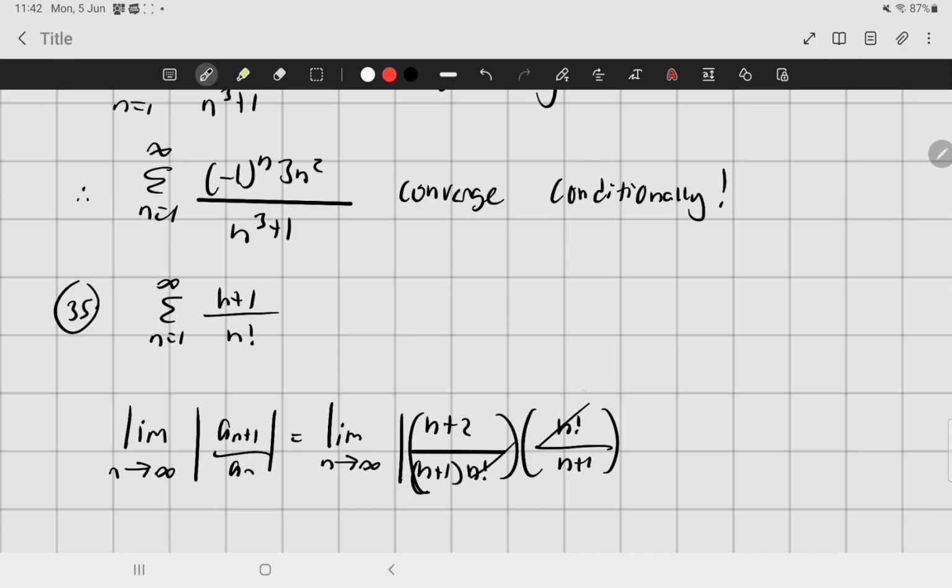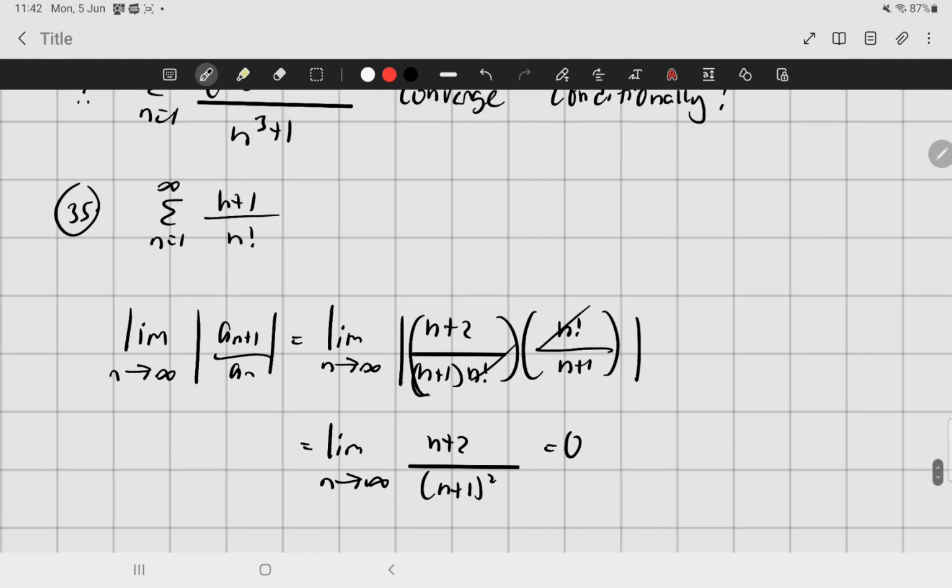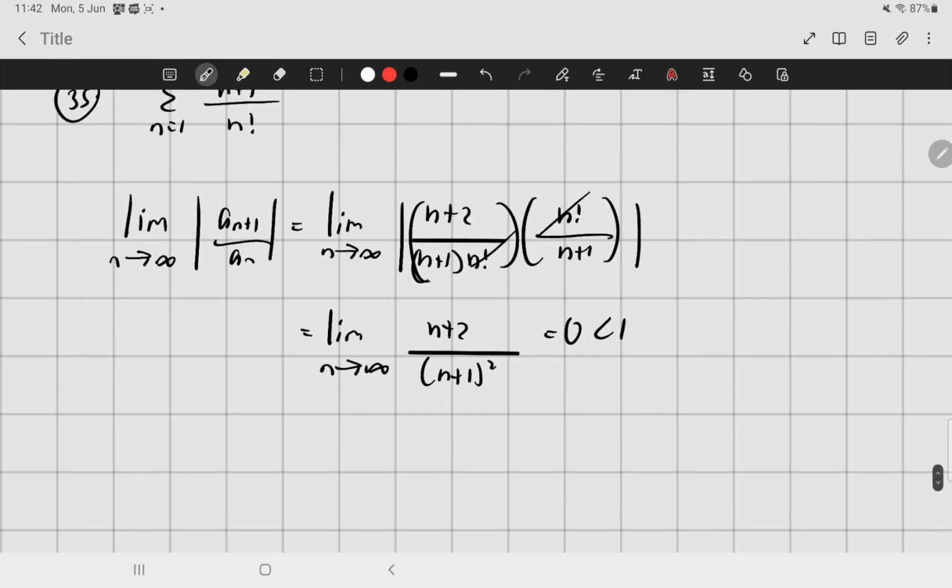Oh no. Oh yeah, it works. I thought it was like, oh, it doesn't work. But yeah, it works. Since the denominator grows larger faster than the numerator, this whole thing goes to 0. This is less than 1. Therefore, this whole thing converges absolutely, which is very nice. Very nice indeed. Okay, converges absolutely.